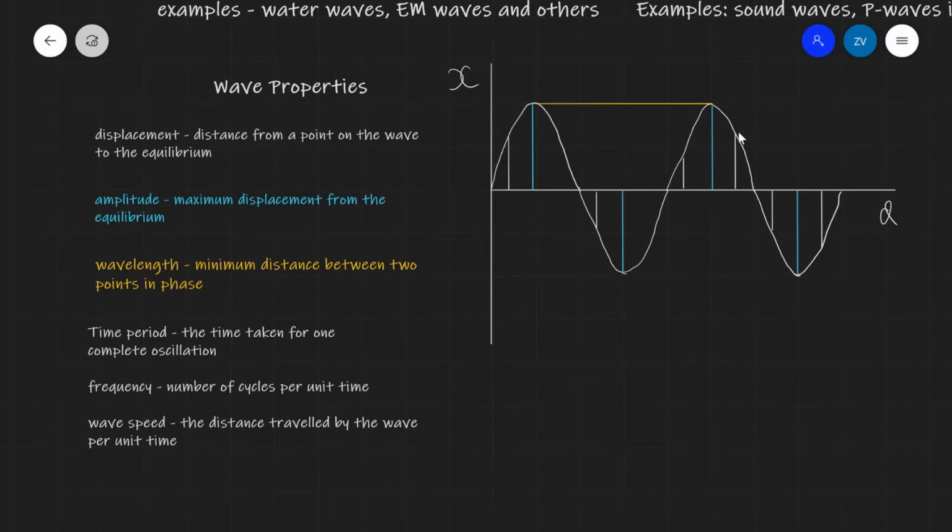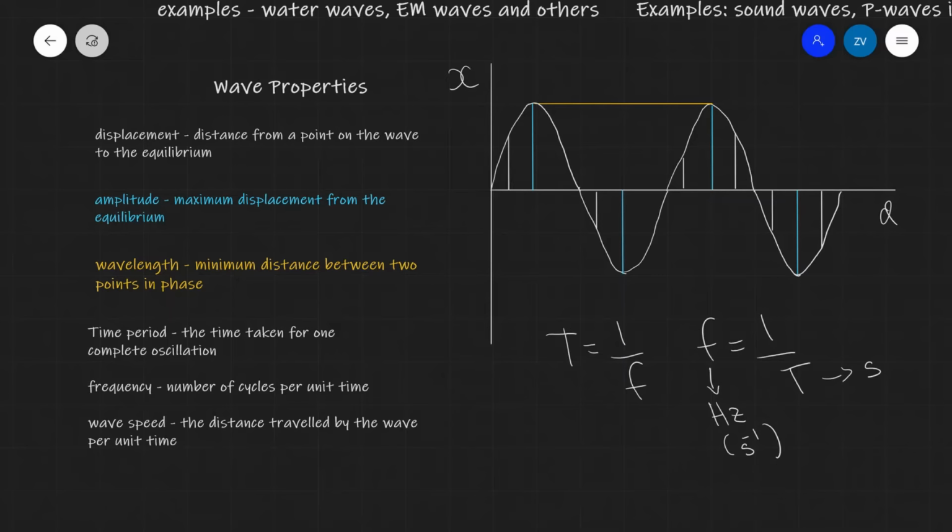The time period, on the other hand, is the time taken for one complete oscillation. The frequency tends to be the number of cycles per unit time, and the hertz, the unit for frequency, is the number of cycles per second. Those two quantities, time period and frequency, are interlinked by the famous equation that the time period is equal to 1 over the frequency, and of course the frequency is 1 over the time period. As I mentioned, your time period is measured in seconds, whereas your frequency is measured in hertz, which fundamentally is seconds to the power of -1.